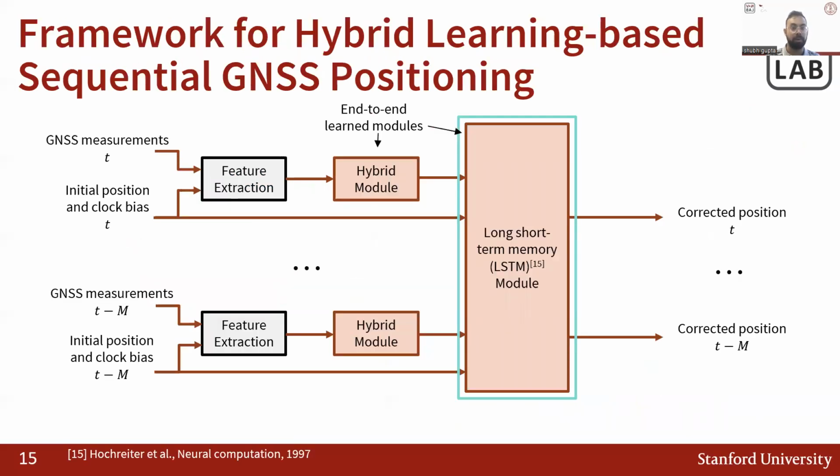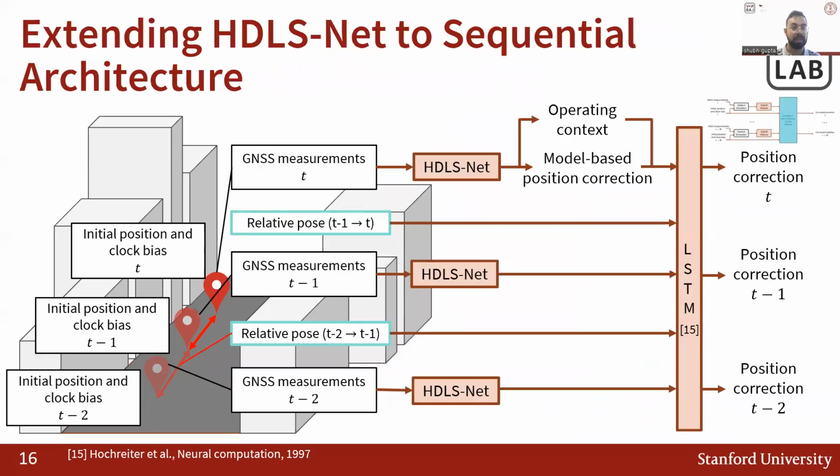Next, I will talk about how this output from the hybrid module is combined with the sequential information using an LSTM. To combine the outputs of the HDLS-Net, which are operating context and model-based corrections, we also need to provide information about how these different outputs are related to each other across times. So using the initial positions and clock bias values, we also construct relative pose features that contain this information and pass that to the LSTM to produce the final position corrections.